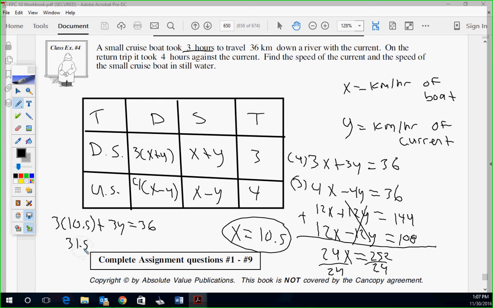31.5 will subtract from 36 now. So 3y equals 4.5. So it's really slow. It's 1 point something. What is it? 1.5? Okay. So y is 1.5 kilometers an hour. Good. Okay, we're done with that.